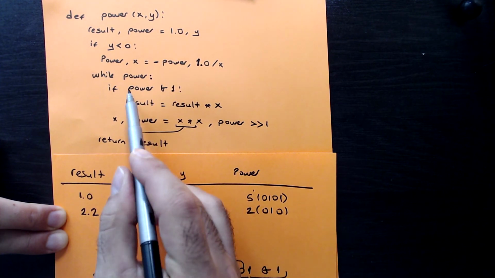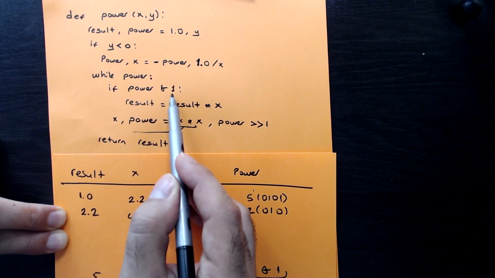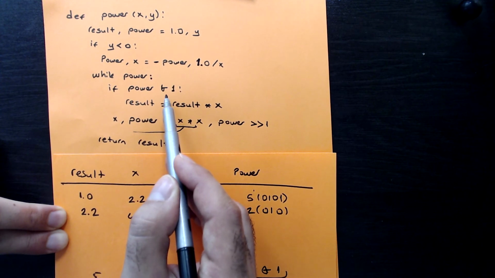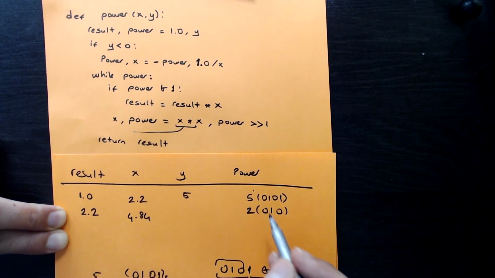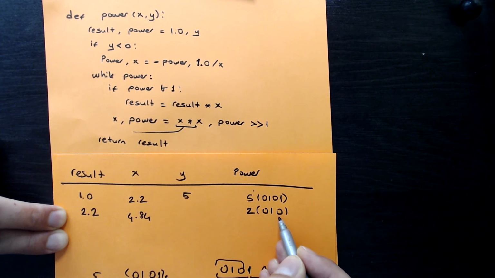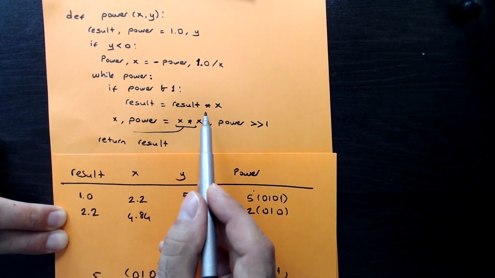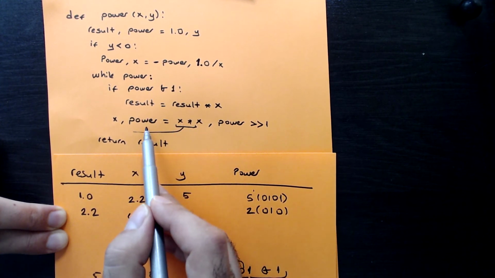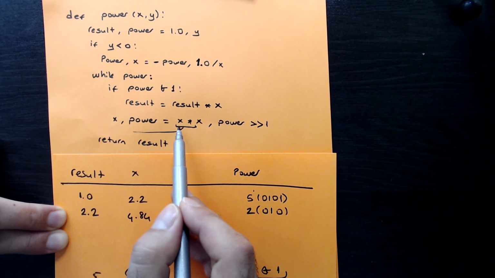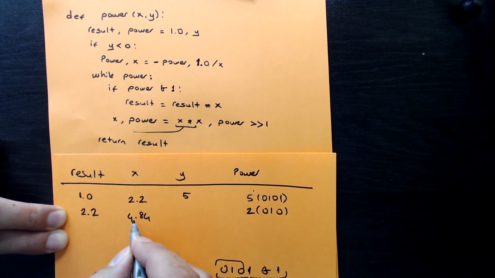In this case, we are saying if power and 1, basically what we're saying is that the least significant bit is a 1, right? But if you're looking at this power right now, which is number 2, the least significant bit is not a 1, it's a 0. Therefore, we are not going to multiply result by x. We're going to come back here and say x is x times x. X times x is, as I said, x to the 4th. Initially this was x to the 1st, now x to the 2nd, x to the 4th, right?